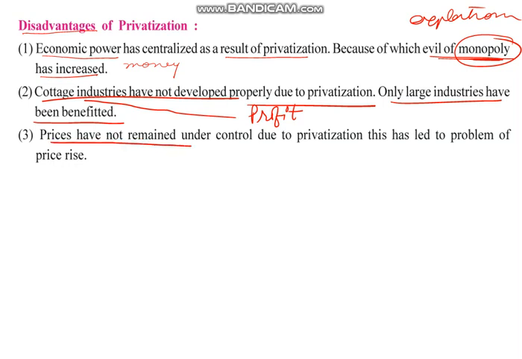Third, prices have not remained under control. As I told you, there is monopoly, and when there is monopoly, there is always a price rise. So prices have not been under control, and this led to the problem of price rise. Price rise has continuously increased. So these are some of the disadvantages of privatization: economic power centralized, second, cottage industry not developed, and third, prices are not under control, and due to that there is price rise.